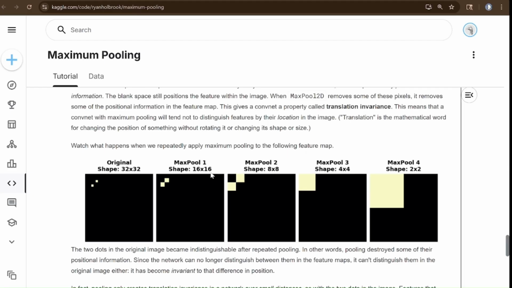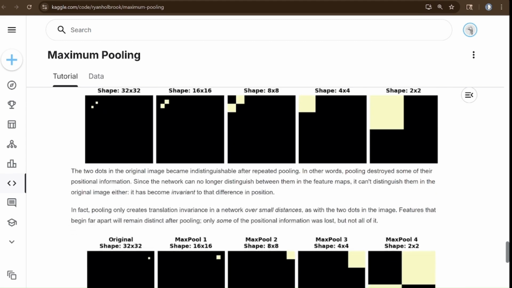32 into 32. Now it has become 16 into 16. Again half, 8 into 8. The dots are getting closer. Now it is 4 into 4. More closer. Now it is 2 into 2. Now very closer. Now what happens? The two dots become indistinguishable. Can you distinguish them? No. In other words, pooling destroyed some of their positional information. Now you agree with this. Since the network can no longer distinguish between them in the feature maps, it can't distinguish them in the original image either. So it has become invariant to the difference in position.